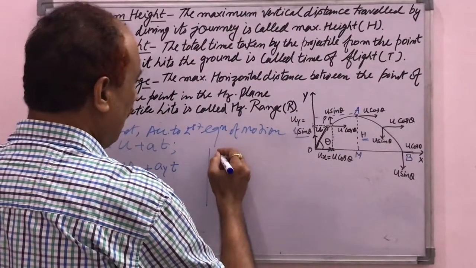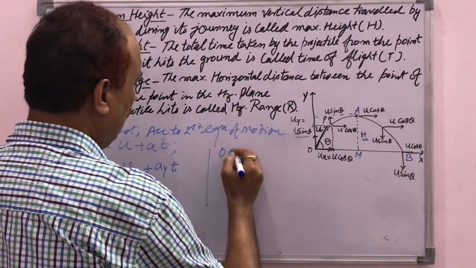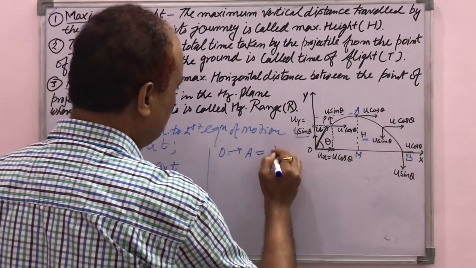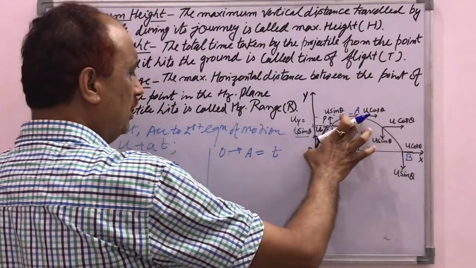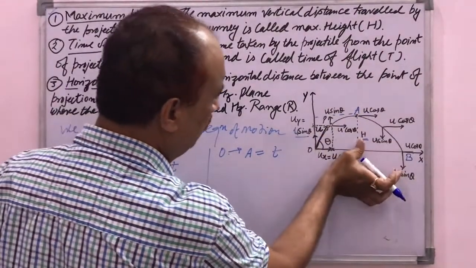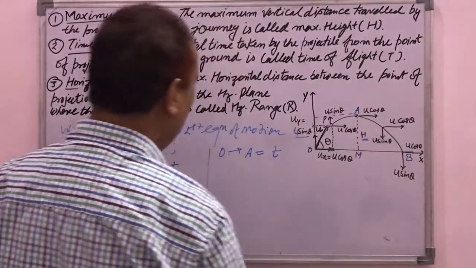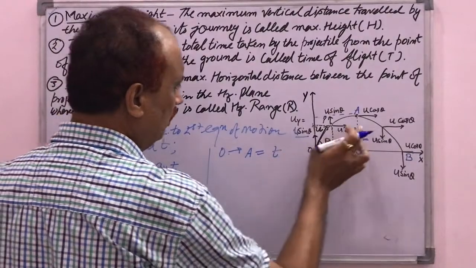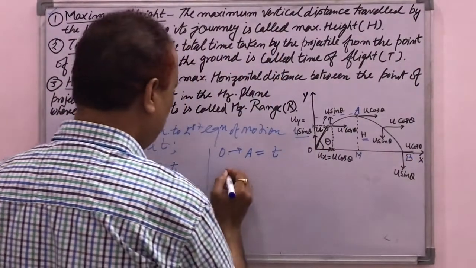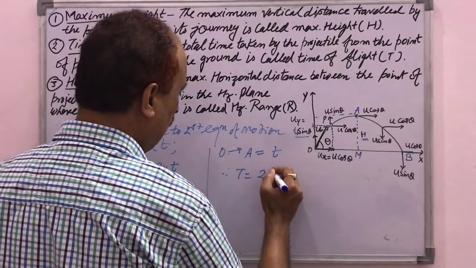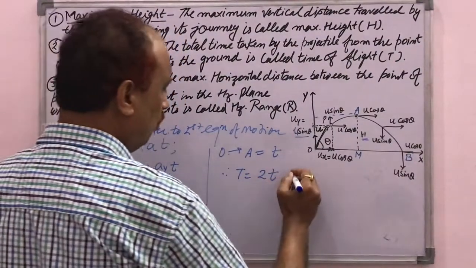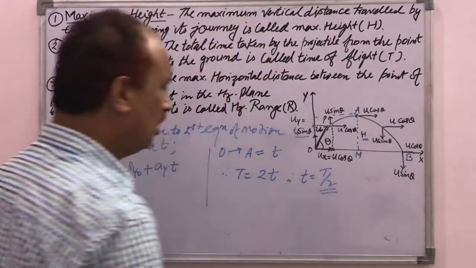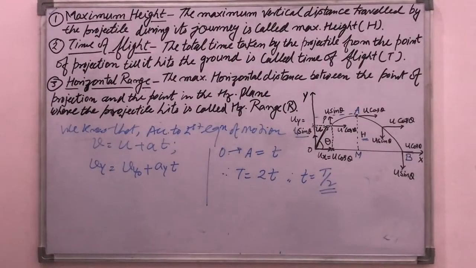Since the time taken from O to A by the projectile is equal to t, and the graph is symmetrical from O to A and from A to B, the same time will be taken again. So small t is the time taken from O to A, and the same small t is taken from A to B, therefore the total time taken, capital T, will be equal to 2t. Therefore small t will be equal to capital T by 2. Here capital T is the total time taken, that is called the time of flight.